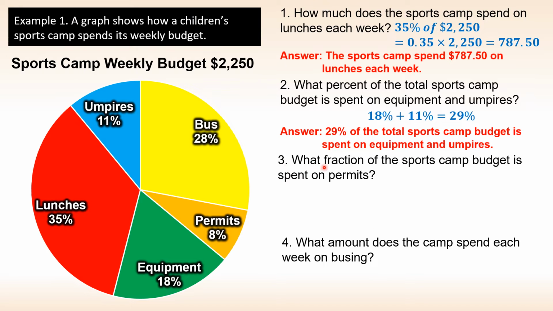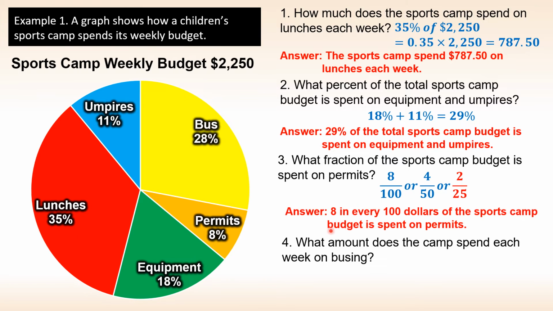Number 3. What fraction of the sports camp budget is spent on permits? Permits is 8%. That means 8 in every 100, or 4 in every 50, or 2 in every 25. But we will use the 8 out of 100. So 8 in every $100 of the sports camp budget is spent on permits.